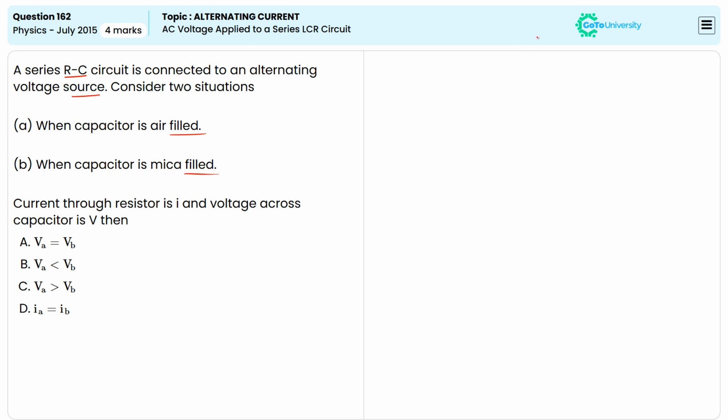In a series RC circuit, that is, a resistance and capacitor circuit connected in series, the impedance Z is calculated as the square root of R squared plus XC squared, where XC is equal to 1 upon omega C, and the current I is given by I equals V divided by Z.